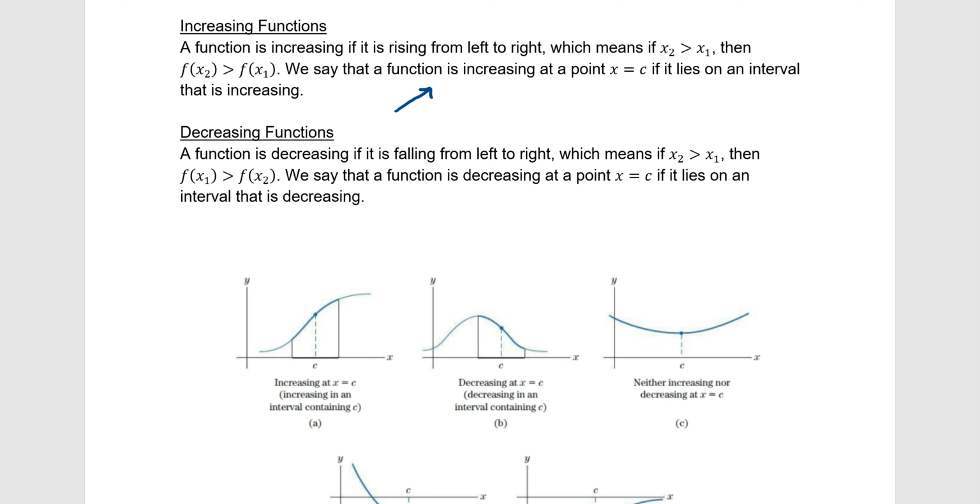And for decreasing functions, we say a function is decreasing if it's falling from left to right, so something like that, it's falling left to right, which means as the x values are getting larger, the y values are actually getting smaller. And then we say that a function is decreasing at a point if the point lies on an interval where it is decreasing.